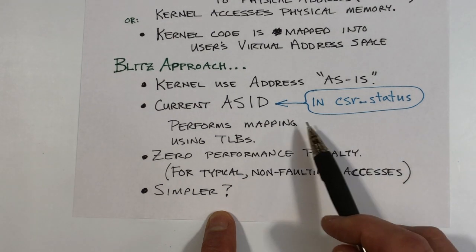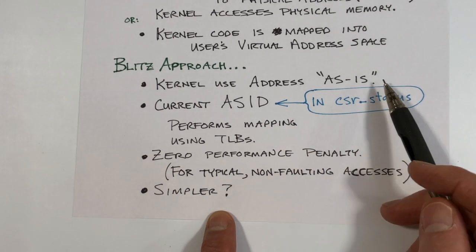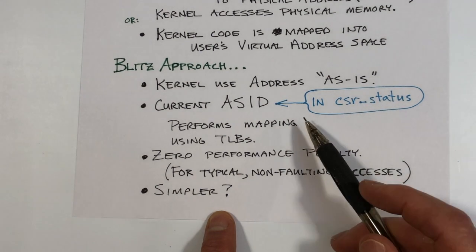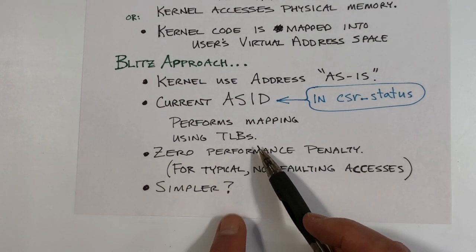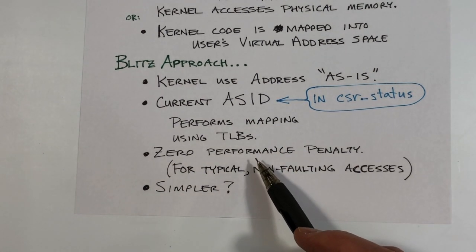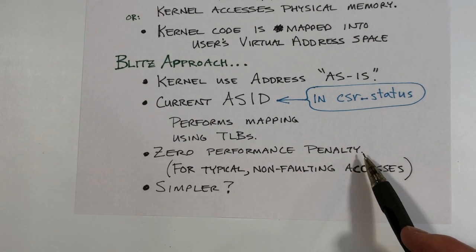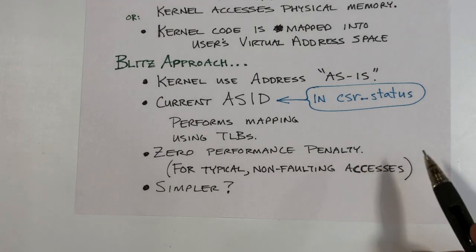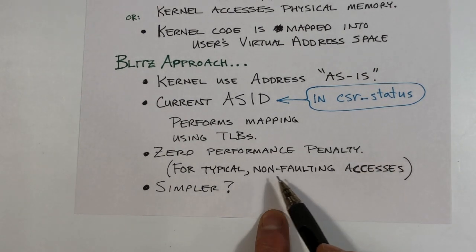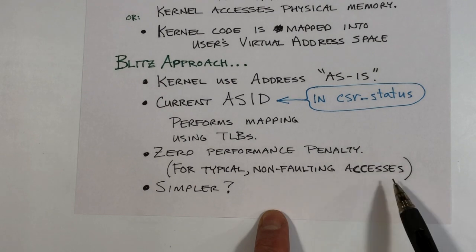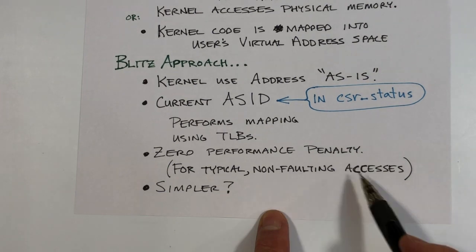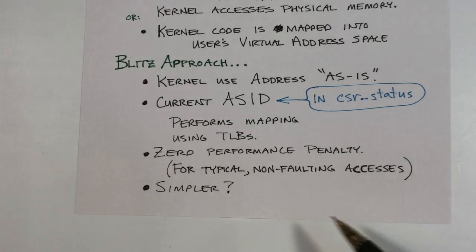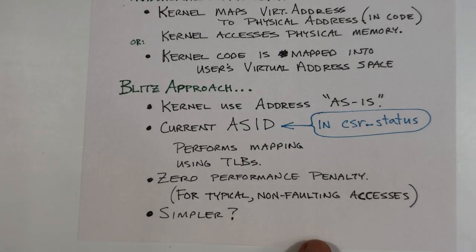Well, regardless of whether the processor is running in user mode or kernel mode, address mapping will occur. So the processor performs the address mapping using the TLBs. So essentially there's no performance penalty. The address mapping occurs automatically, just like it does for the user level process. And so that works pretty well for any normal access to user space by the kernel, assuming there's not a fault or anything. We think this approach is somewhat novel and perhaps a little bit simpler.